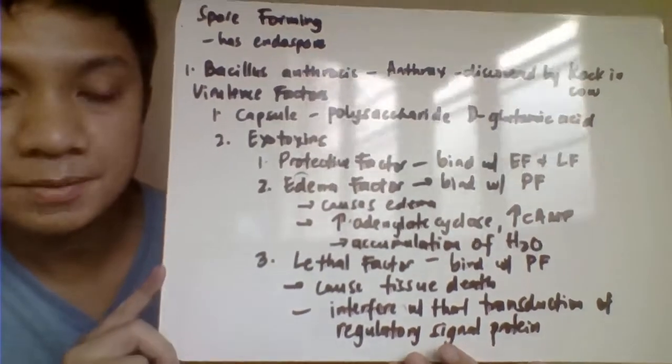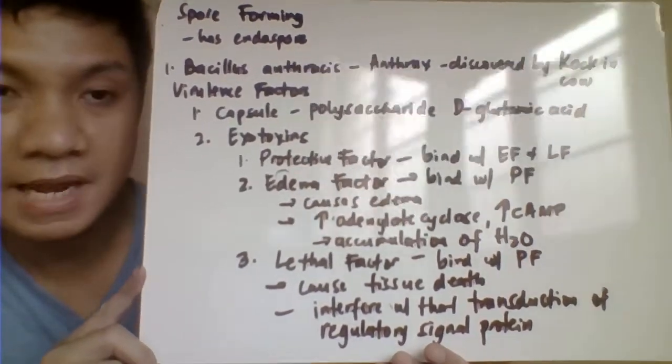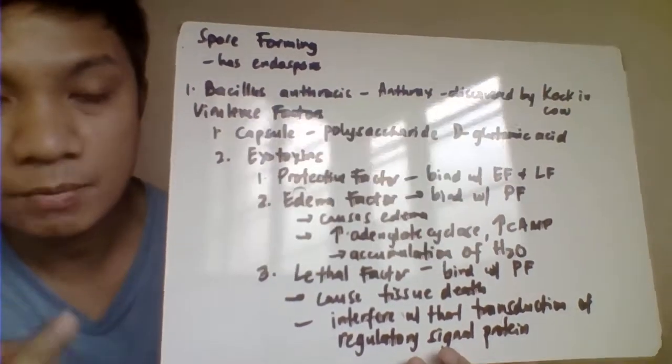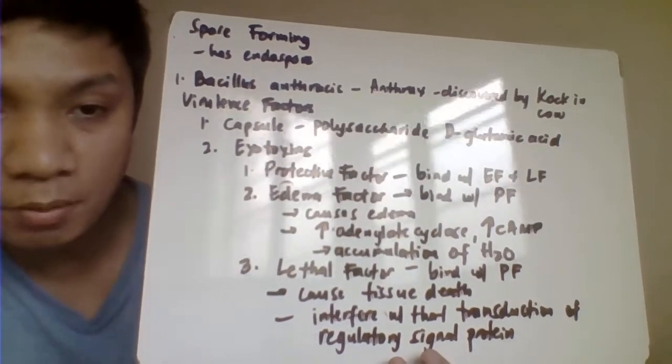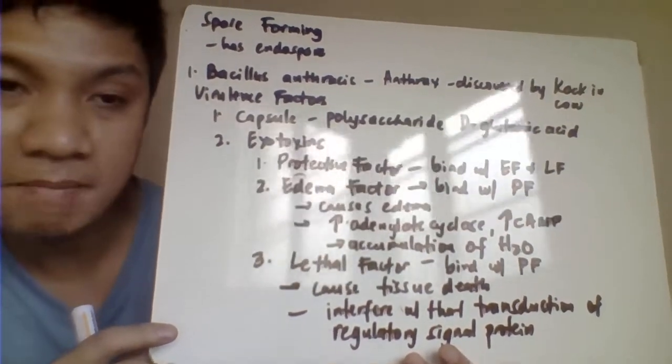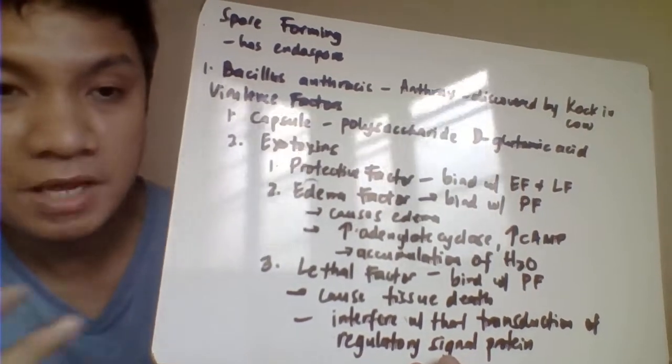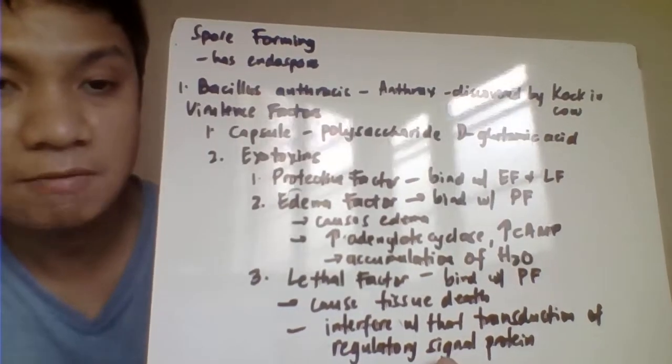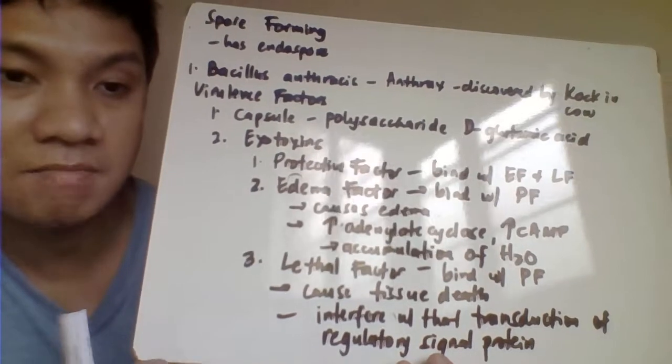Okay, now we go to the spore forming gram-positive bacilli. So they have the spores. Again, we have two types of spore, the endospore and the vegetative spore. The endospore is the one which is dormant, inactive, but it could be converted to become vegetative once they are exposed to a harsh environment.